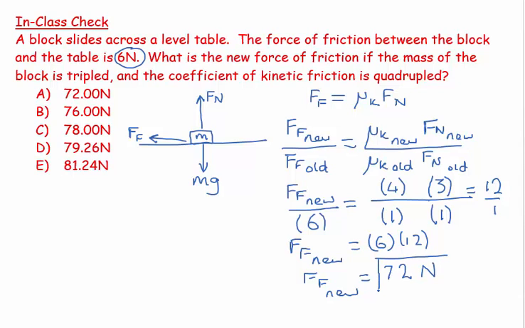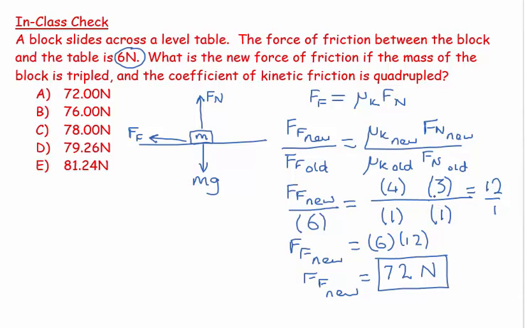Now you could say, well, why don't you just work out the values? Why don't we just somehow figure out what the original value of mu k must have been, and the original value of Fn must have been, and then multiply those true values by 3 and 4. The problem is you've got 2 unknowns and only 1 equation, so that's not going to work very well. So at some point you have to assume some values. And by doing this ratio method, I find it works quite efficiently.